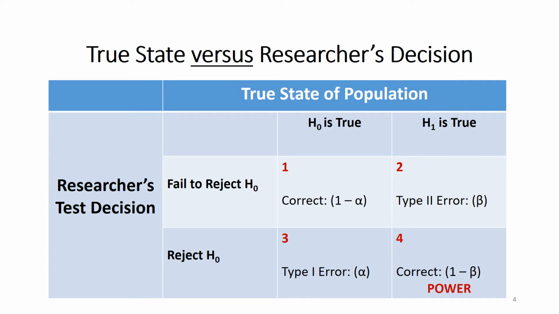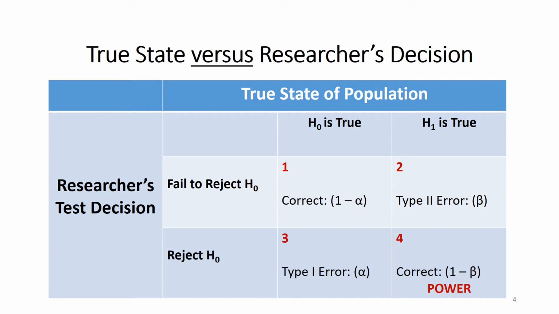Unfortunately, because we're working with sample data, it's also possible for us to make errors. We may not have a correct outcome to our hypothesis test. These are seen in boxes 2 and 3. So let's look at these ones. Let's look at box 2. Box 2, if you land there, is known as a type 2 error.